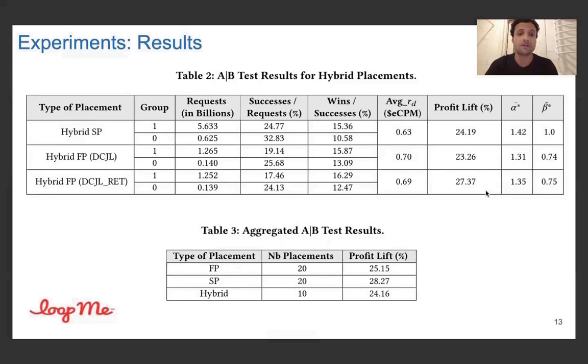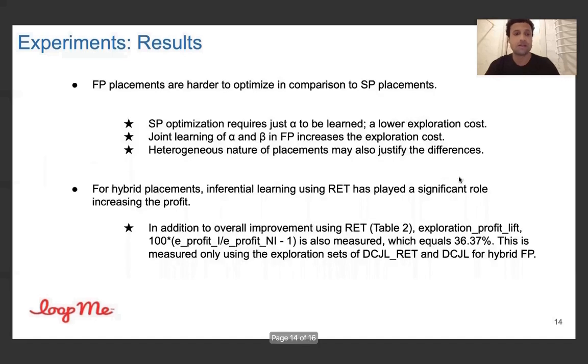For the first price traffic of the hybrid placements, we compare the DCGL method against the DCGL RET method. The results show that the inference setup has significantly increased the profit lift. The general summary is as follows. The lift is slightly higher in second price because here optimization requires learning only alpha. Hence, the exploration cost is lower, whereas the joint learning of alpha and beta in first price increases the exploration cost. The heterogeneous nature of placements may also justify the differences.